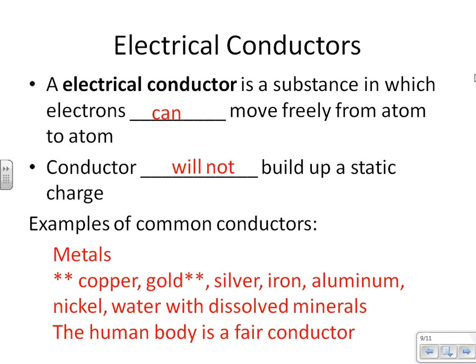Most of them are metals. Copper and gold are really common ones. That's why most wiring is made out of copper. Gold is an awesome conductor of electricity as well, but gold's really expensive. So if we tried to wire our entire house with gold wires, that would cost a lot of money. So that's why we use copper wires a lot.